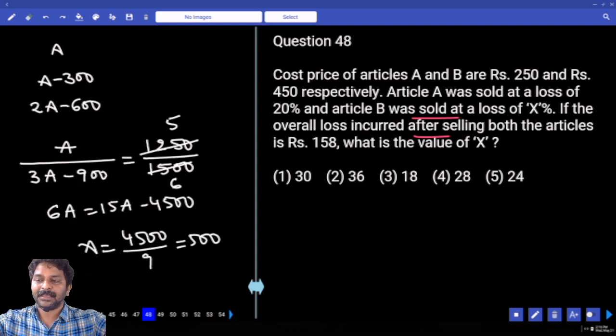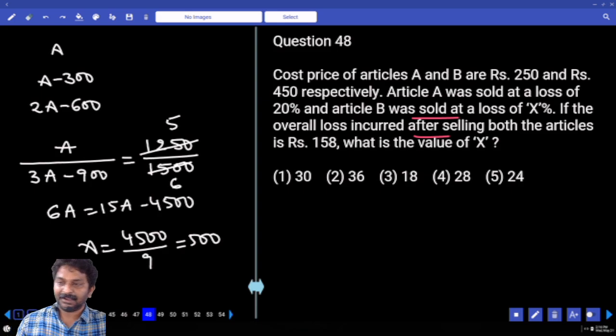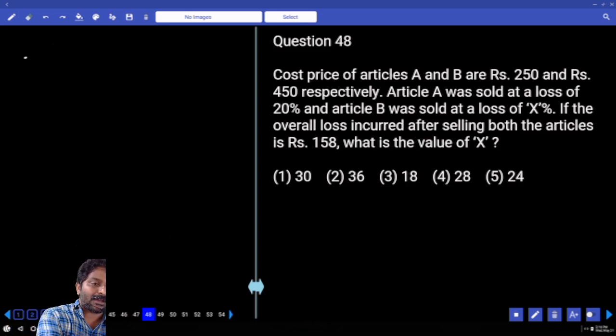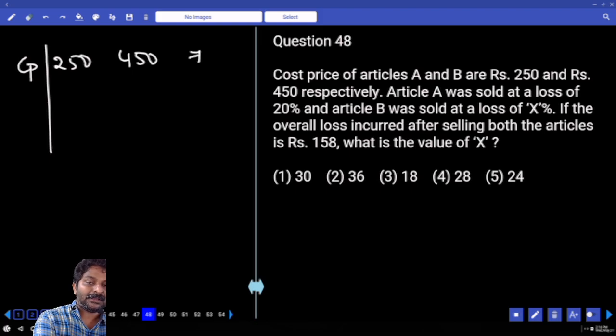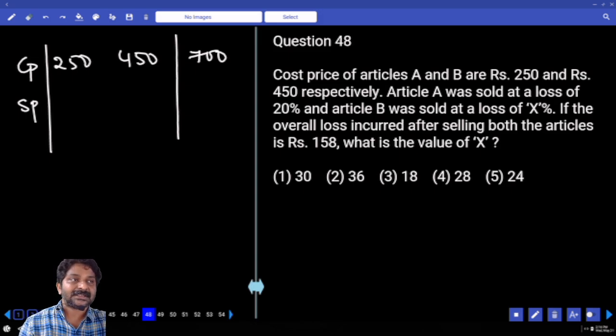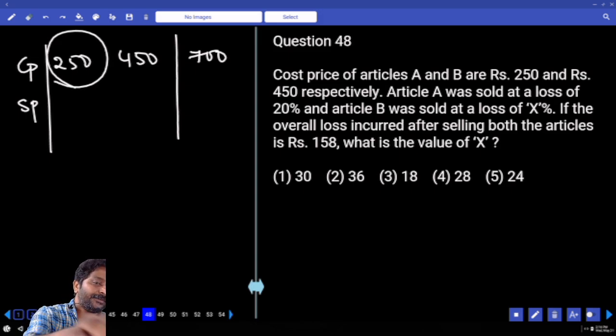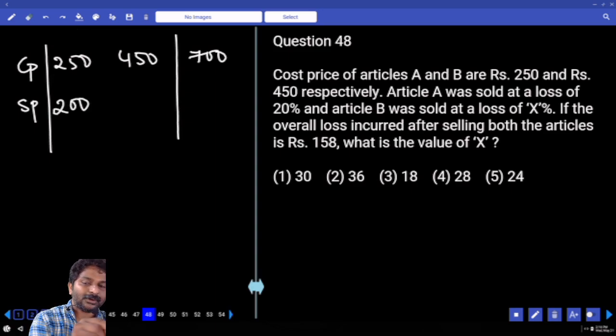The cost prices of A and B are 250 and 450. A was sold at a loss of 20%, right? So now we are writing first the cost prices. It is 250 and then 450, total 700. While selling the first item, there is a loss of 20%, calculated on 250 only. 50 loss, selling price 200.